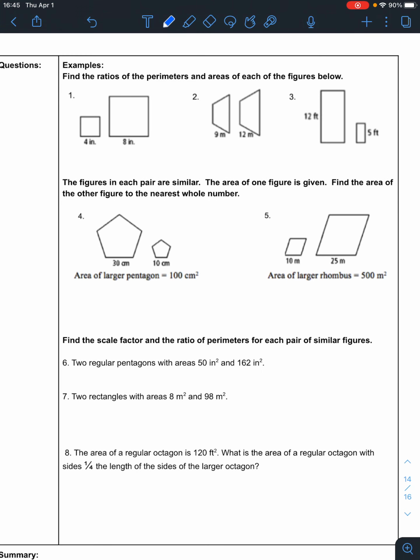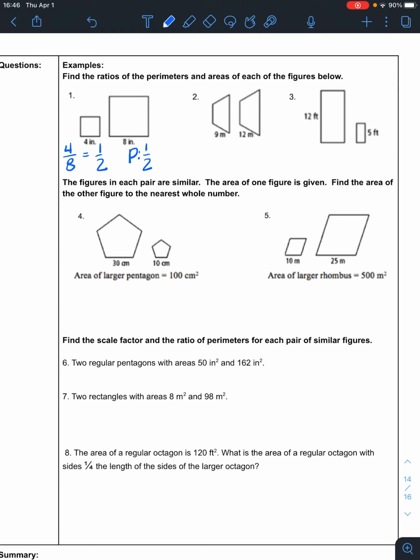Okay, so let's look at some questions that have to do with this and figure out how to find new measurements based on what happens to the original. Find the ratios of the perimeters and the areas given each of the figures below. We're going to use our sides to determine our scale factor. My sides are in a ratio of 4:8. That reduces to 1/2, and we always want to reduce it. So my sides ratio is 1/2.